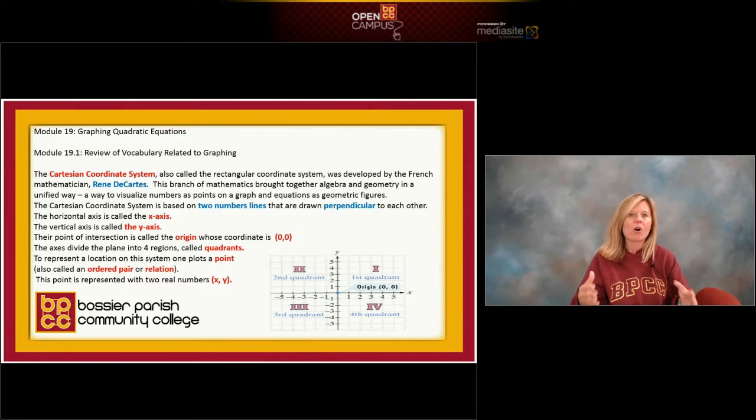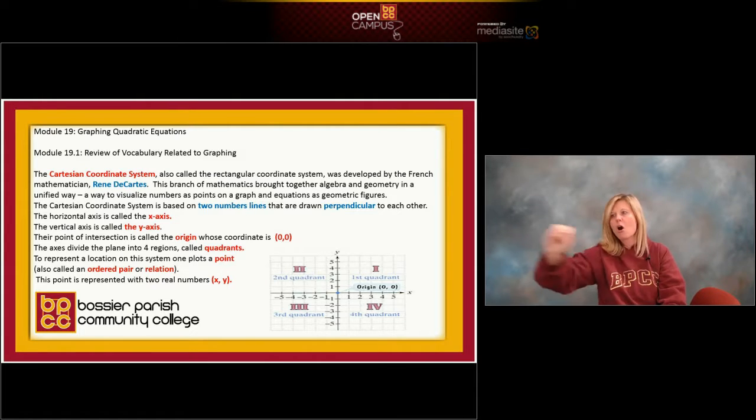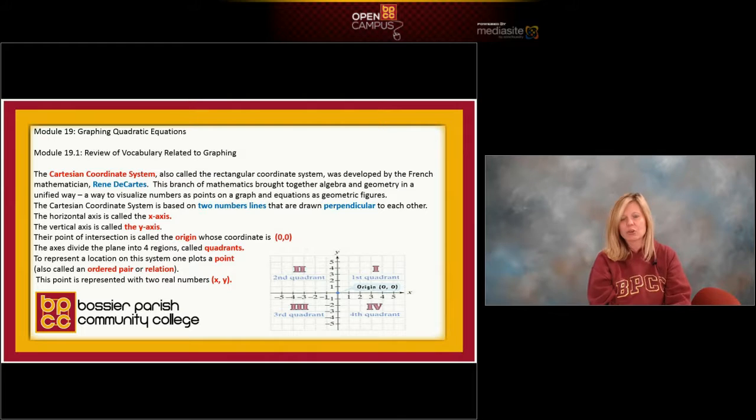And what René Descartes said is the Cartesian coordinate system consists of two number lines that are perpendicular to each other. So you know and I know when we go to graph, we pull out our graph paper, and the first thing we draw is a horizontal line and a vertical line. And that is setting up the Cartesian coordinate system.